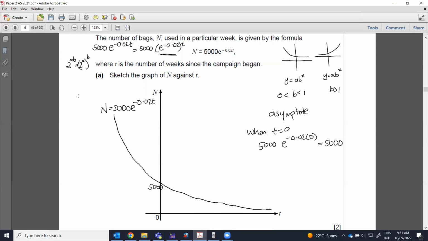On this side, it's shooting up to infinity. And the point that it crosses over here, to solve for it, you just substitute t is equal to 0. Okay.